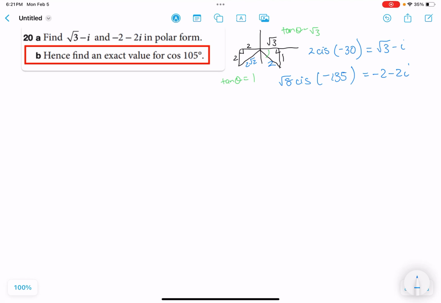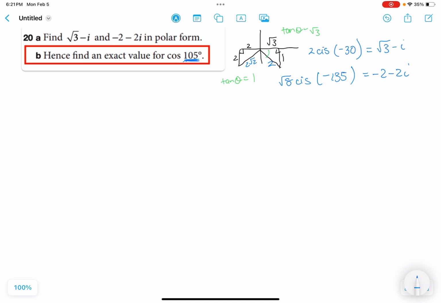All right, so we've found both complex numbers in polar form, and so I've put them over on the right. We've got 2 cis negative 30 and root 8, or 2 root 2, cis negative 135. Hence, find the exact value of cos 105. So I'm looking at the angle 105 and saying, how can I get 105 from 135 and 30?